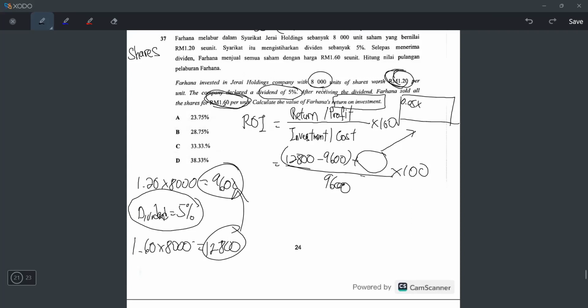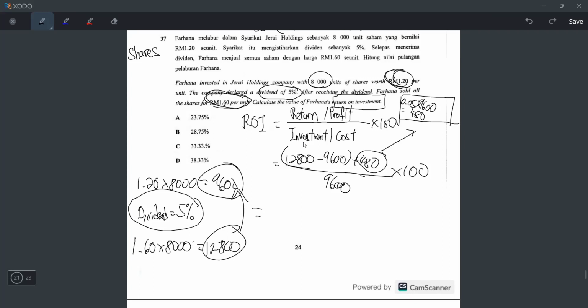If you buy for 9,600 and you receive a dividend of 5%, then the dividend you receive will be 5% times 9,600. Dividend is always times the original cost. So remember, 0.05 times 9,600. My hand hurts now, I've been doing this for a long time already. So this one is 480.